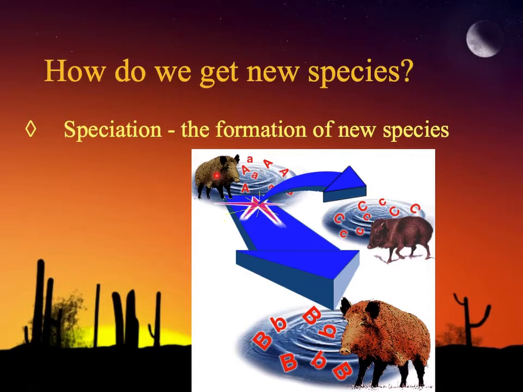Another way is that species A gets separated from the rest of its species. Maybe the plate tectonics over a long period of time pulled apart two continents or created a mountain range in between these two species A, and over time this species evolved from its original ancestors of species A. When brought back together, species C and species A would also not be able to interbreed. So speciation, the formation of new species, can happen in a bunch of different ways.